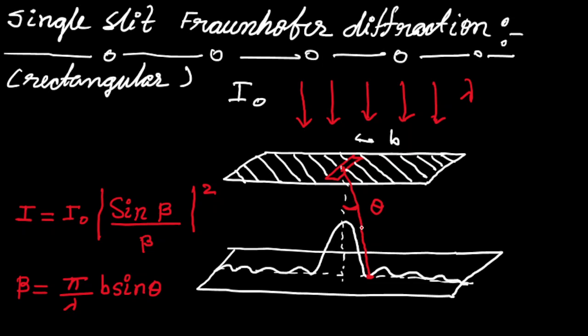So this is the intensity distribution when the rectangular slit is illuminated by a plane wave. If the slit width is b, then at a position theta on the screen, we'll get an intensity, and that intensity can be written as I equals I naught times (sine beta divided by beta) whole squared, where beta equals pi by lambda times b sine theta. Okay, and if you draw this intensity distribution, you'll get a pattern like this.